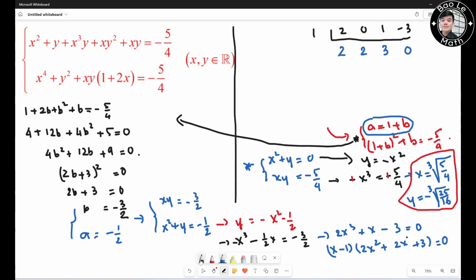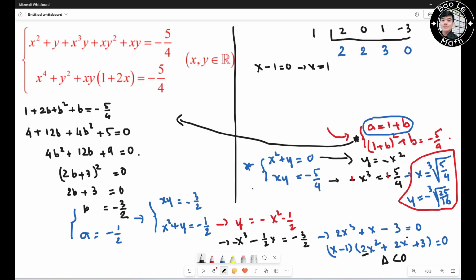Now observe that this is a zero product, so each of them must be equal to 0. But this guy is always greater than 0 because the discriminant of this one is less than 0. So this guy is always positive because it has the same sign as 2. 2 is positive, so the whole thing should be positive. Alright, so we only have s minus 1 equals to 0. So s equal to 1.